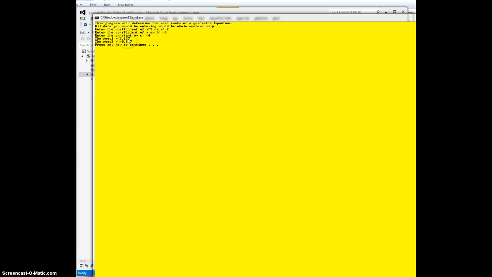One of them is 3.137. The second one is the negative root, which is 0.637. Okay, so that's one outcome. I'm going to copy that. You'll have a copy of that.